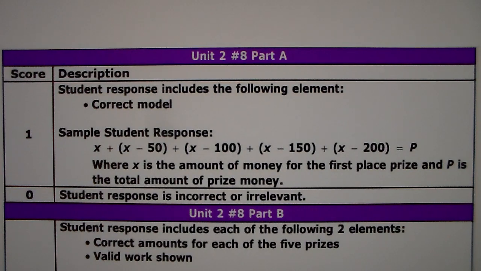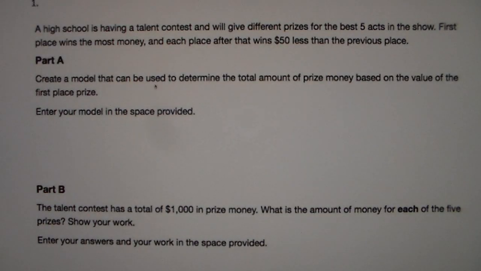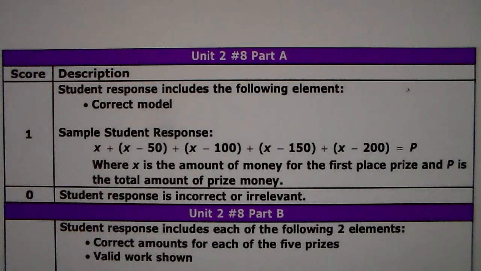So let's break it down. Let's find exactly what the park is looking for here. The park is looking for a complete score, that is, a student response that includes the following elements: the correct model. In this problem, they want $50 less from the first place prize for the second place prize. The third place prize will be $50 less than the second place prize, and the fourth place prize will be $50 less than the third place prize. And that's what they're representing in the material here.